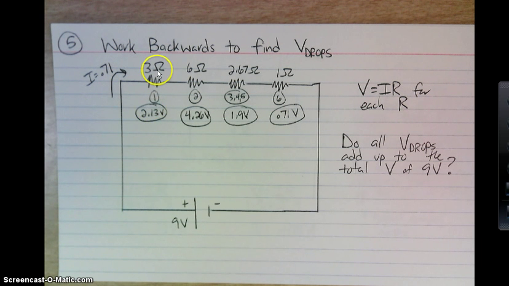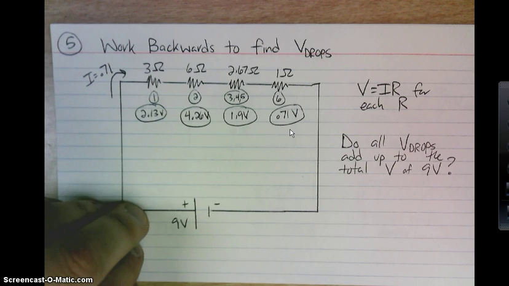So the voltages that you get, 2.13 for the 3 ohm, 4.26 for the 6 ohm, 1.9 volts for the 3, 4, and 5 resistors, which had the total amount of 2.67 ohms, and 0.71 for the 1 ohm. Now, one thing that we should make note of, do all of those voltage drops add up to the total voltage of 9 volts? They should. If you've got 2.13, 4.26, 1.9, and 0.71, those ought to add up to 9. Okay? Are we good with that?